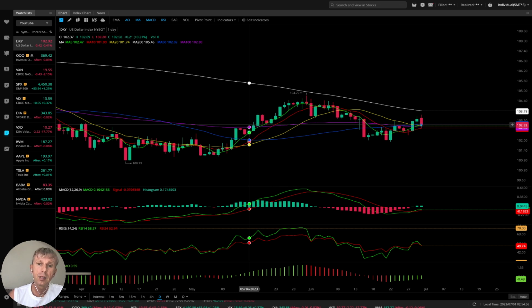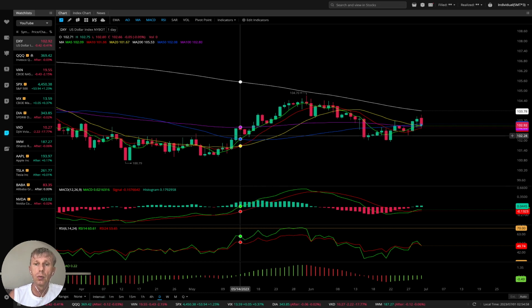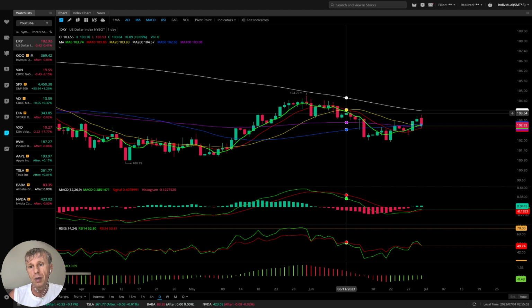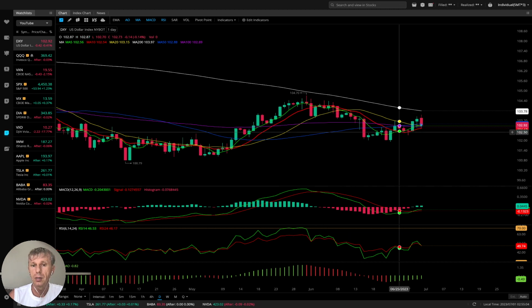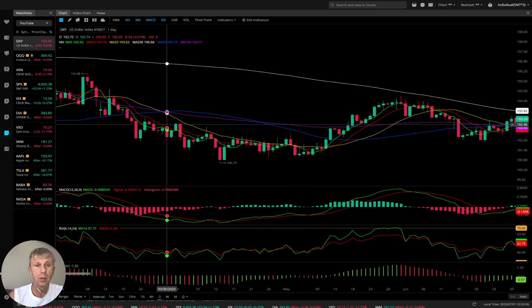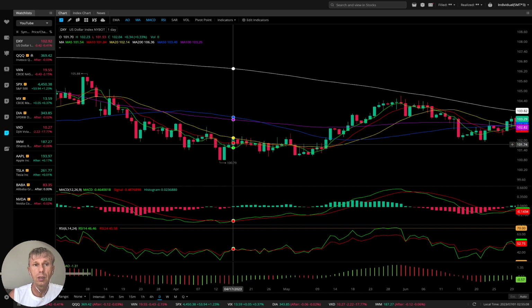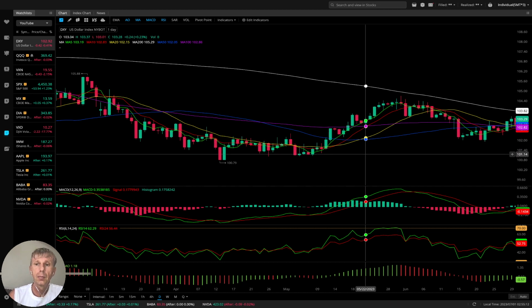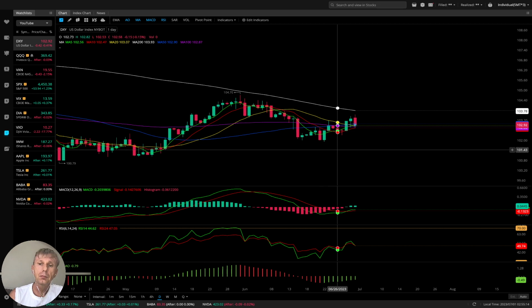Because when bars are above MA5, 10 and 20, it is a bullish trend. When bars are below MA5, 10 and 20, it is a bearish trend. Very simple, you see. Above, it is bullish. That's how simple it is.